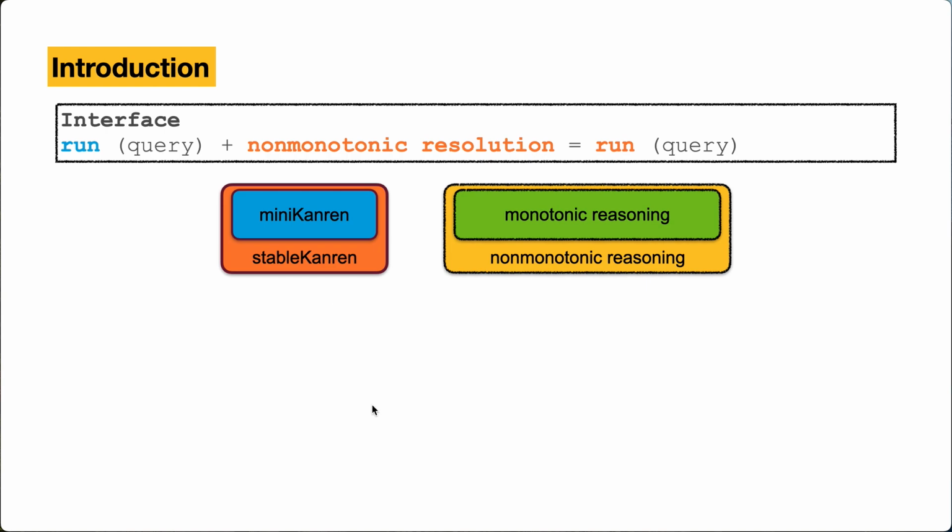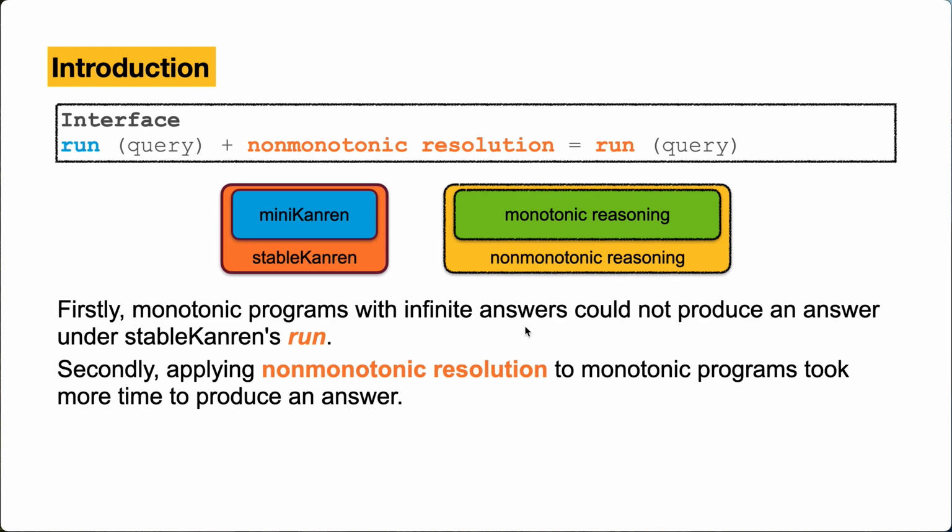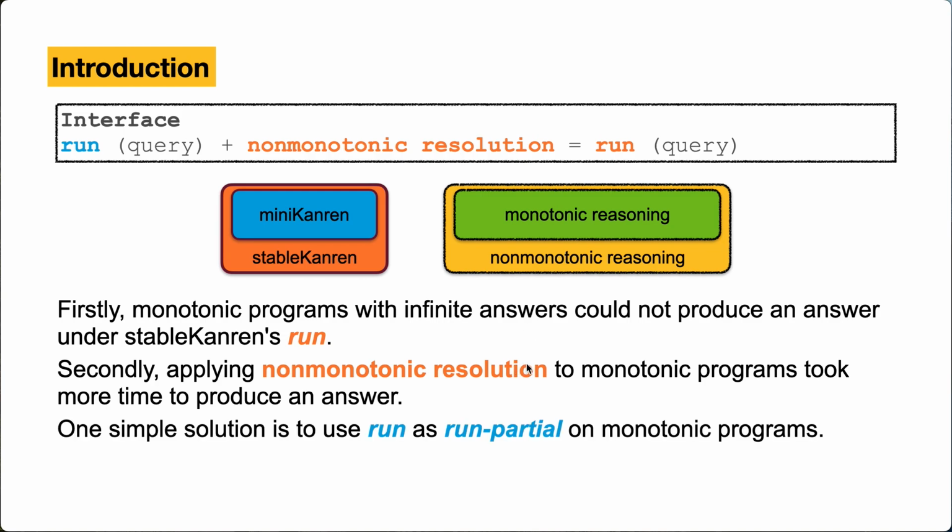So there are 2 problems in the current run interface in stableKanren right now. Firstly, monotonic programs with infinite answer sets could not produce an answer under stableKanren's run interface. Secondly, applying non-monotonic resolution to monotonic programs will take longer time to produce answers. So there is one simple solution.